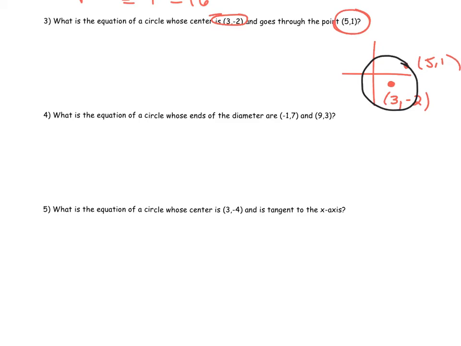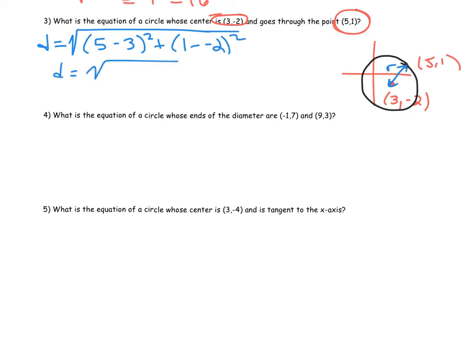So if I know that I'm on the circle, then I know that this distance is going to be the radius. So I'm going to use the distance formula to come up with the radius. Remember, it's the change in x squared plus the change in y squared. So I have 5 minus 3 squared plus 1 minus negative 2 squared. My distance will end up being the square root of 2 squared, so that's 4, plus 3 squared, so that's 9. So my distance is the square root of 13.